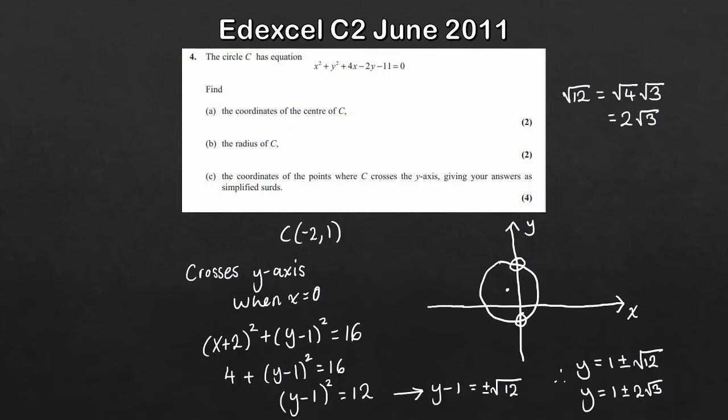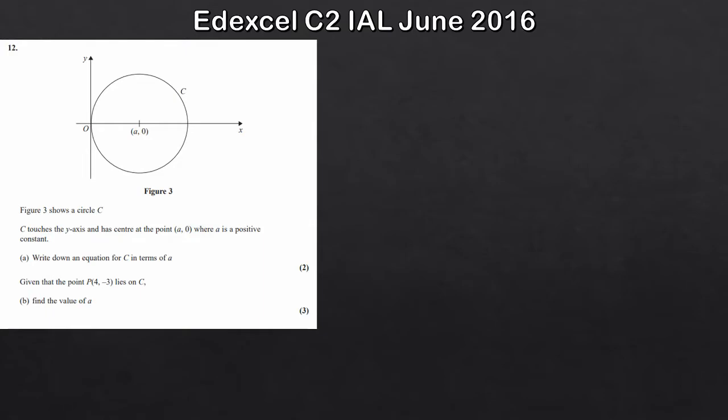Let's take a look at the next one. So the next question now here, again, it's not too tricky. There's a bit more of a problem-solving aspect to it, though. So, question 12. It's taken from one of the international papers, by the way. You can find these online pretty easily. We want to find the equation for C in terms of a.